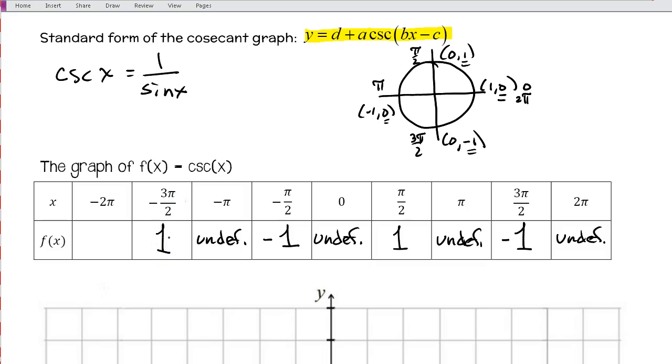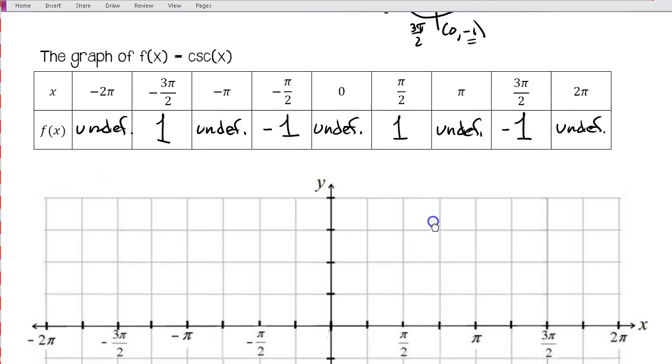Remember, reciprocals are two numbers whose product is 1. When we multiply them, we get 1. So they both have to be either positive or both negative in order for the product to be positive 1. And then at negative 2 pi, we're back over here. The sine is 0, so the cosecant is going to be undefined. So let's go ahead and again put in our asymptotes.